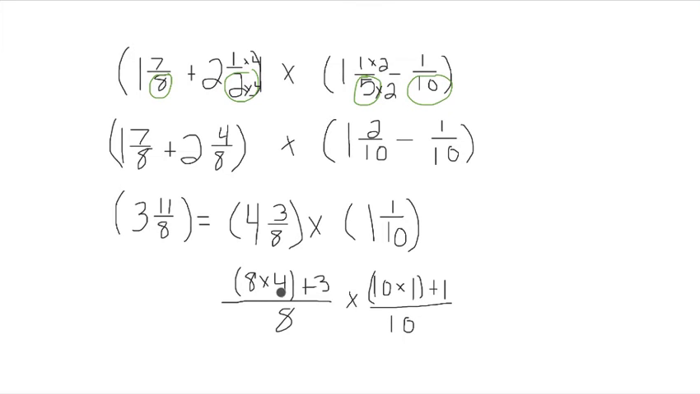8 times 4 is 32 plus 3. That's 35, so I've got 35/8 times 10 times 1 is 10 plus 1, that's 11. So that's going to be 11/10. Now I'm going to multiply across. Well, I know 8 times 10, that's easy, that's 80. But now I need to know 35 times 11.